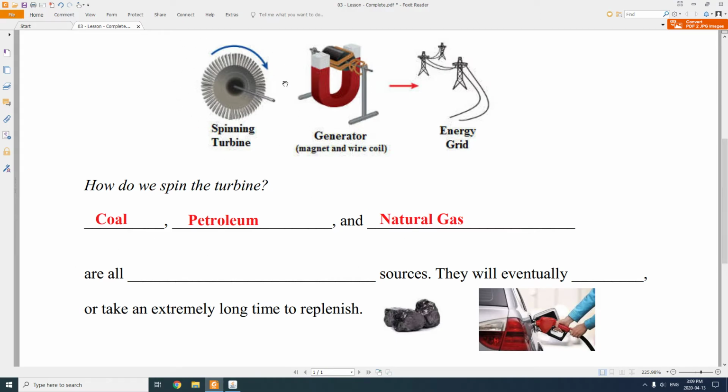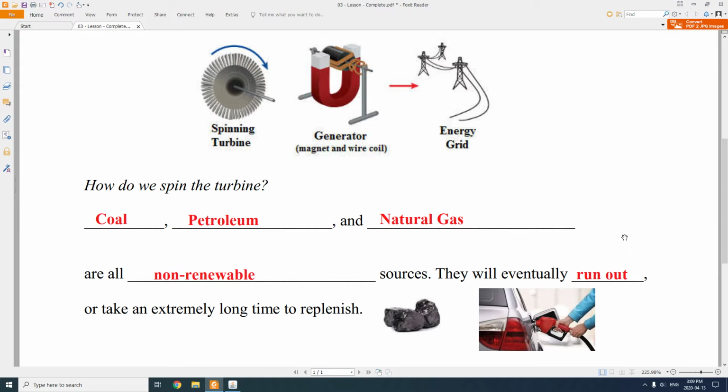But as soon as you start spinning it, the coil of wire starts moving past the magnet. You move the electrons, you have your power. So these three sources here, we call them non-renewable sources. And non means not, right? Not renewable. So that means that they will eventually run out. There's a limited amount of coal and gas and natural gas in the world.